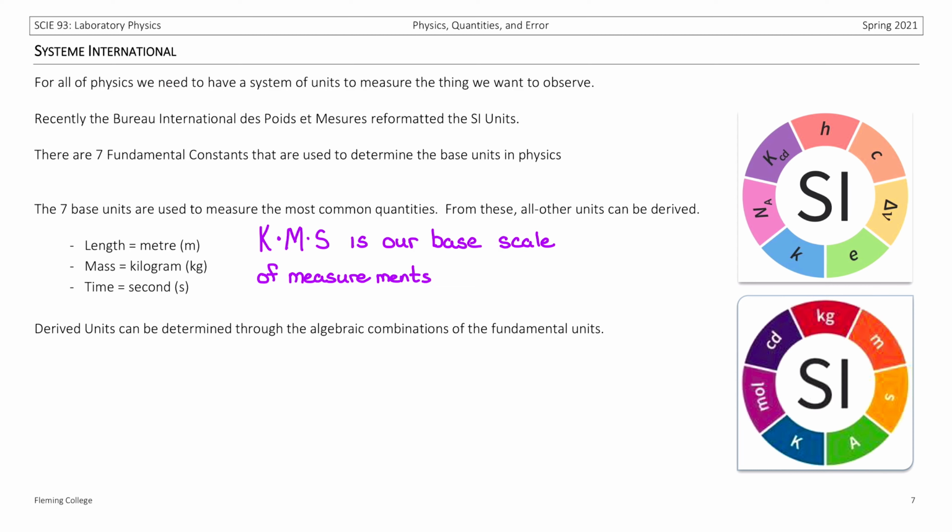Now, from our base units, we can have derived units. And derived units can be determined through some algebraic combination of the fundamental units. So we could have a consideration of speed, and we will actually next week. And speed is a combination of length and time. We also have force. Force we'll see is measured in a unit called the newtons, and the newtons is derived from the units for mass, length, and time combined algebraically.